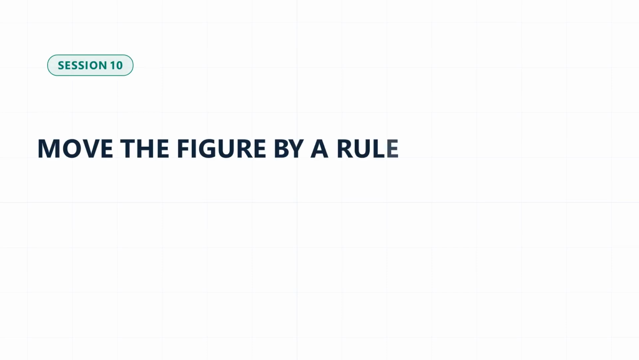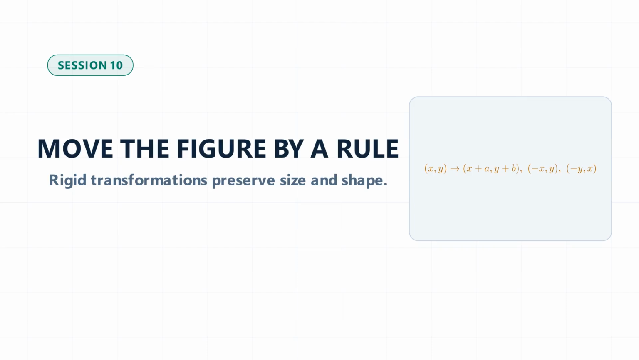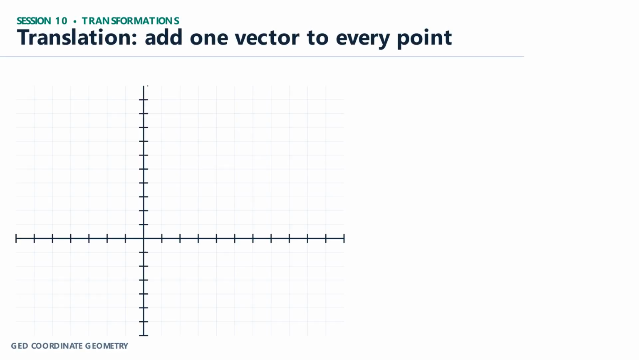Welcome to Session 10, Transformations. A transformation moves a point or figure according to a precise coordinate rule. Rigid transformations, translations, reflections, and rotations preserve side lengths and angle measures. Today you will translate by a vector, reflect across coordinate axes, rotate around the origin, and verify the image rather than relying on appearance. A translation adds the same vector to every vertex.